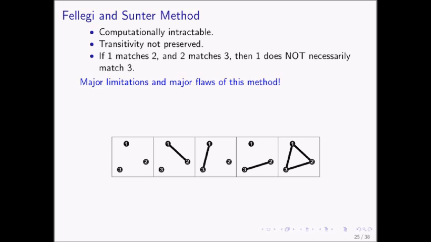And so there are major limitations and flaws of this method, because there are many different ways that you could try to preserve transitivity under a likelihood ratio test.